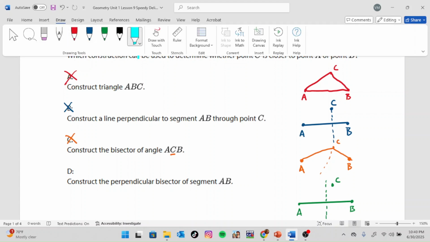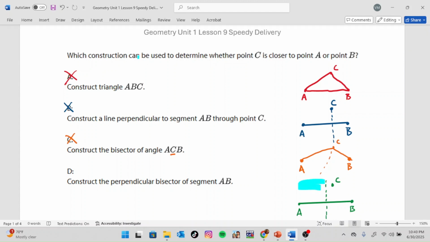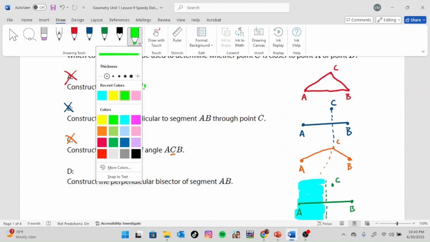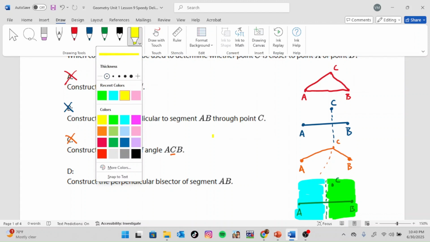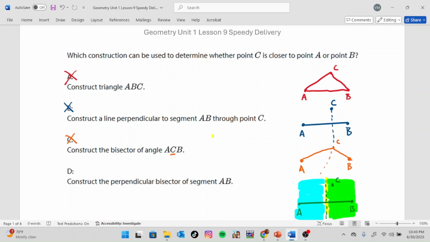Once we draw that perpendicular bisector, then everything on the left that I'm highlighting in blue is going to be closer to A. Everything I'm highlighting in green on the right is closer to B. And then anything actually on the line itself, which I will highlight yellow, anything on the perpendicular bisector is going to be exactly the same distance from both of them.